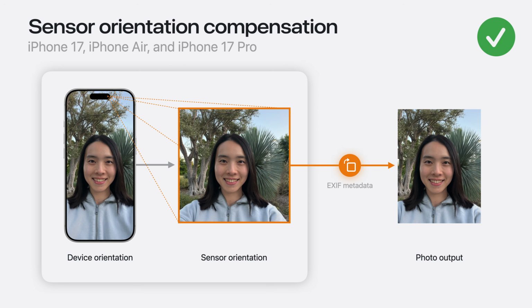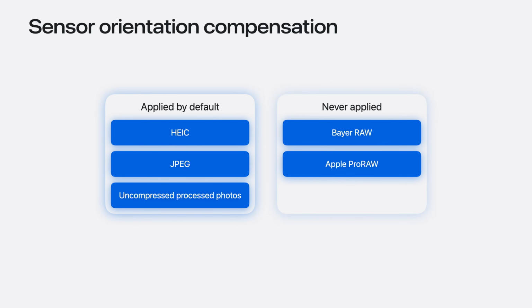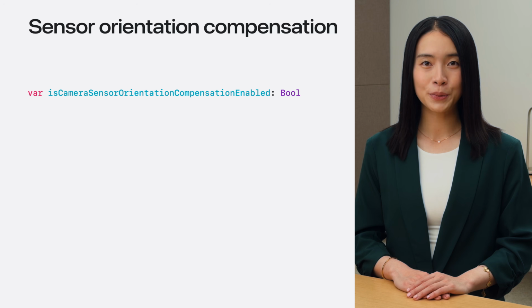Keep in mind that this compensation is only applied to HEIC, JPEG, and uncompressed processed photos. It is never applied to bare RAW or Apple ProRAW captures. Starting in iOS 26, you can control this behavior with the cameraSensorOrientationCompensationEnabled property. If you use AVCapturePhotoOutput, test with compensation off for best performance, and make sure photo orientation remains correct.